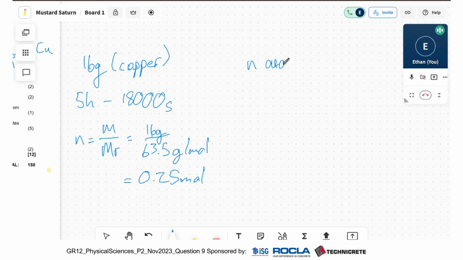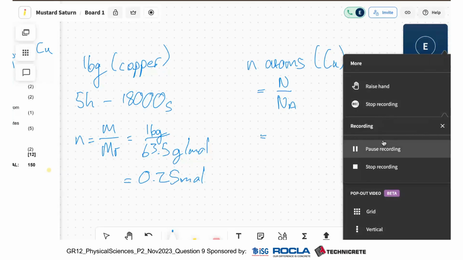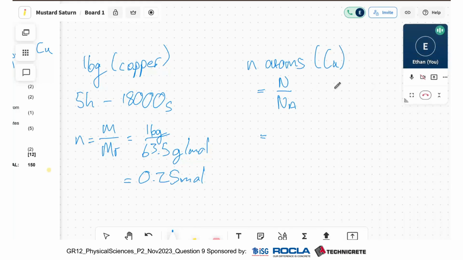Number of atoms of copper. Okay, so this equals N over Na, Avogadro's number. If we substitute in, this gives us... I just got a bit mixed up with my notation. So this is basically the moles. n is moles, N is the number of atoms, and Na is Avogadro's number.